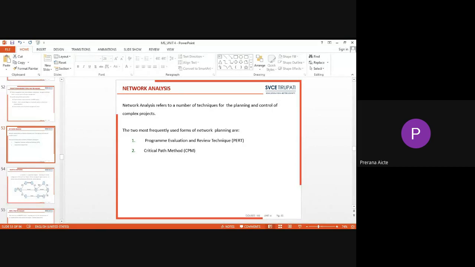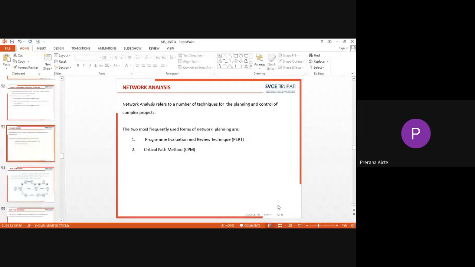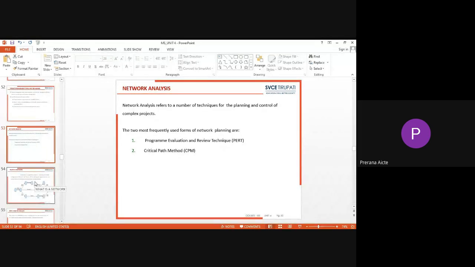Critical path method, excuse me, critical path method is actually an activity oriented method, not an event oriented one, whereas the program evaluation and review technique is an event oriented technique. We will further see what the activities and events are and the various terminologies involved in project management. So we'll try to understand this network diagram using a small basic example.